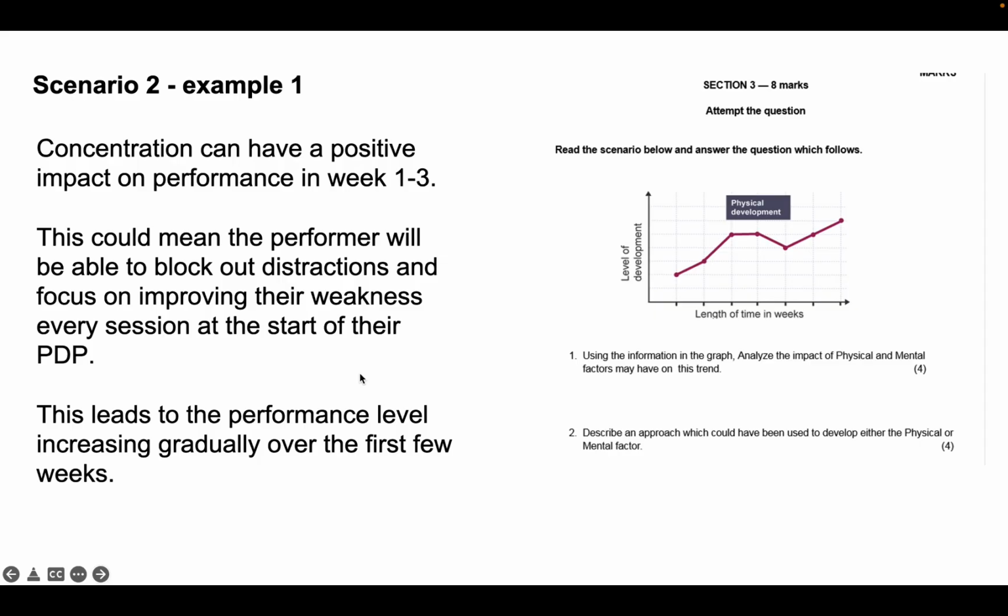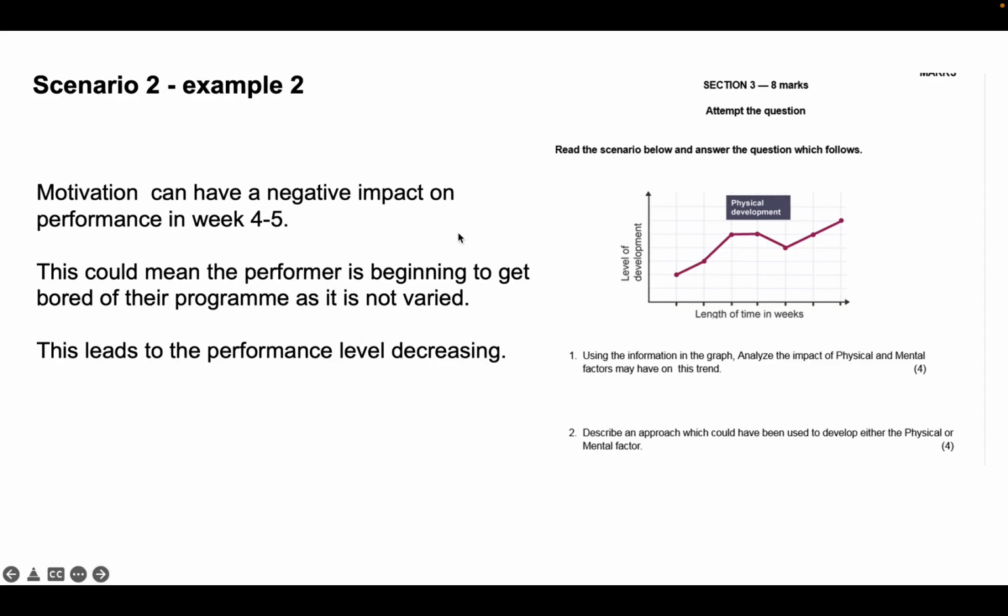We're going to look at a second example now. Motivation can have a negative impact on performance in weeks 4 to 5. This could mean that the performer is starting to get bored of their program as it is not varied, and this leads to the performance level decreasing.